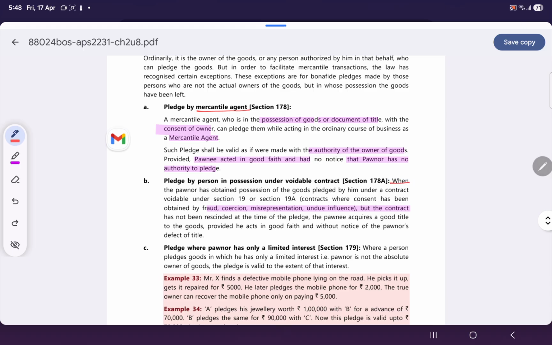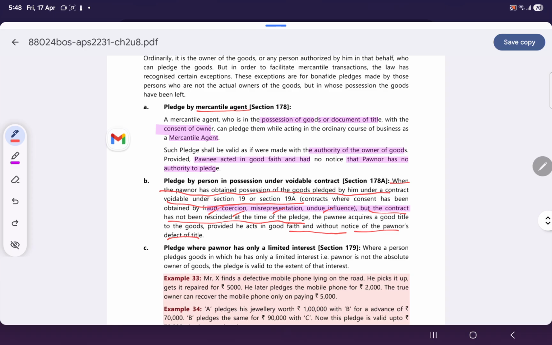See, when the pawner has obtained possession of the goods pledged by him under a contract voidable under section 19 or 19A, that is through coercion, undue influence, misrepresentation and fraud, but the contract has not been rescinded at the time of the pledge, the pawnee acquires a good title to the goods, provided he acts in good faith and without notice of the pawner's defect of title.